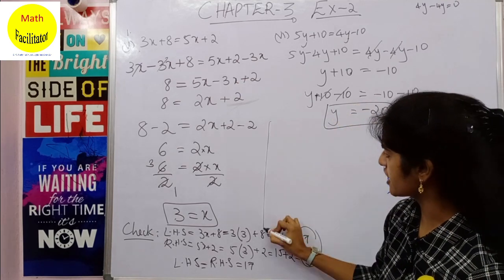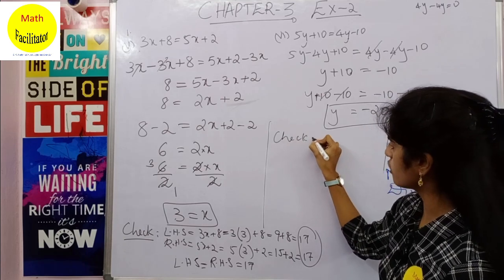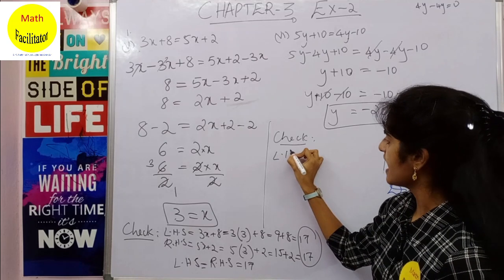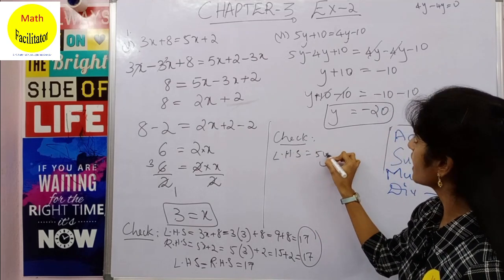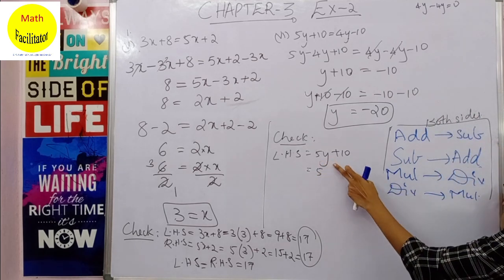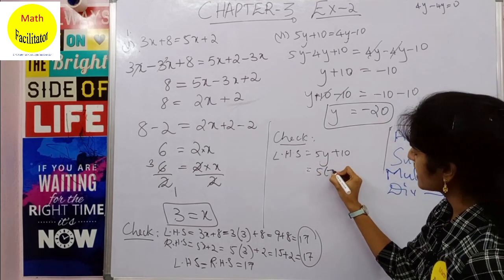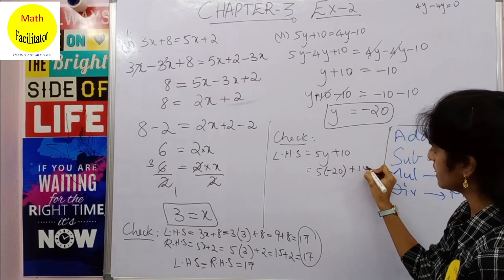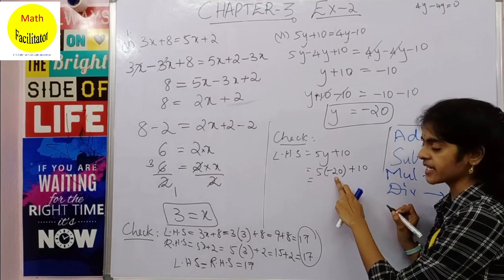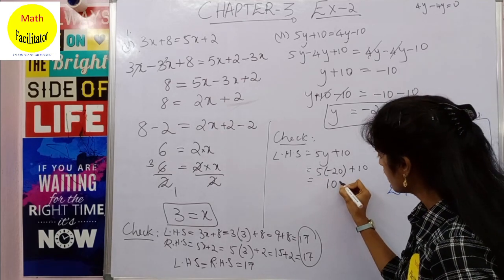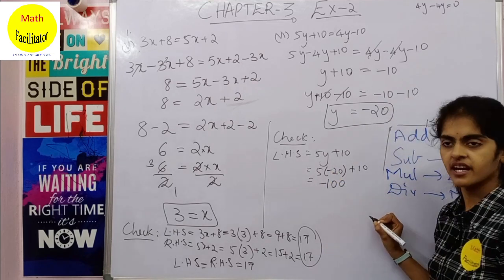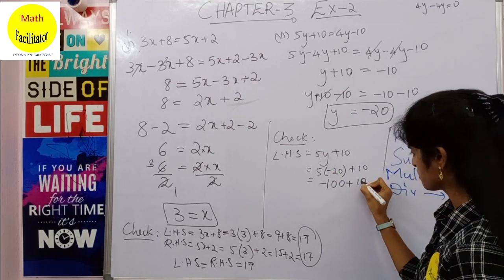Okay, so let us check our answer. So to check here also you have to take both LHS and RHS. Okay, so what is LHS? LHS is nothing but 5y plus 10. Okay, so 5y, so this is 5 multiplied by y. Y you got as minus 20. Okay, you have plus 10 here. Okay, so this is now 5 multiplied by 20 is 100. Okay, 20 into 5 is 100 and you have a minus sign. Okay, and you have plus 10.